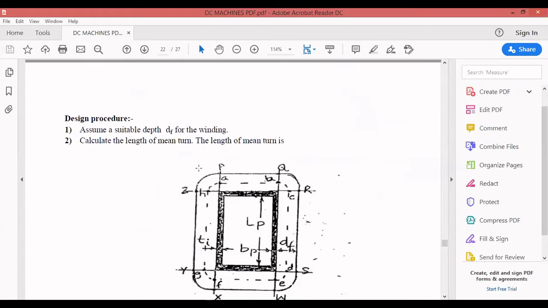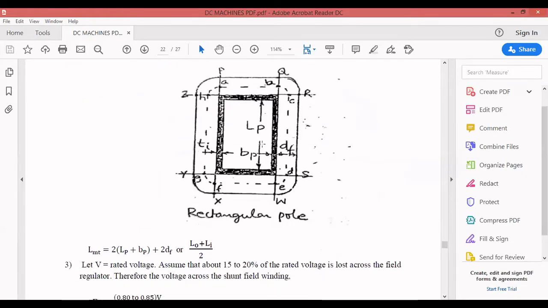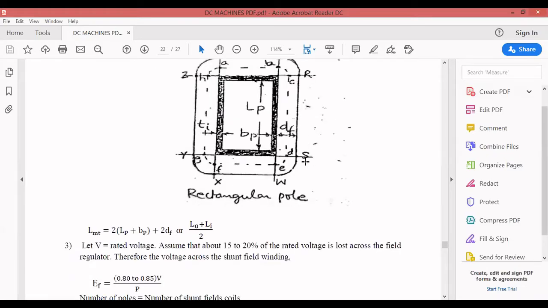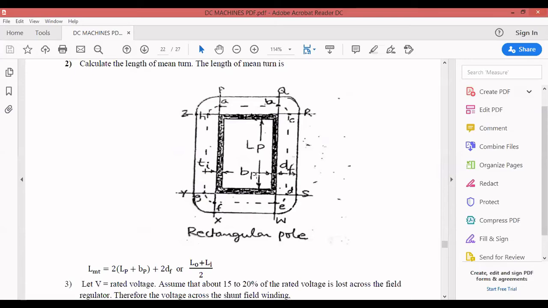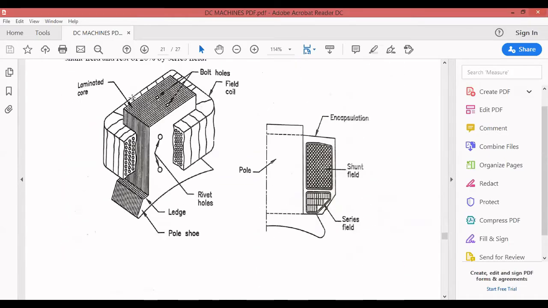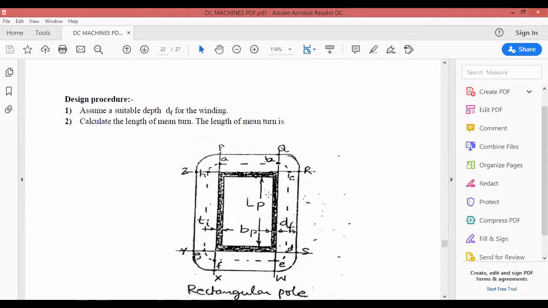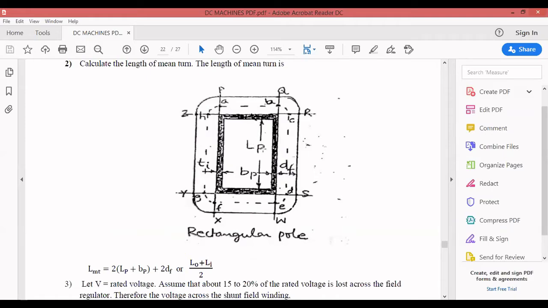Calculate the length of mean turn, Lmt. This is the winding done on a square pole or a rectangular pole. You can see here this is the length of the pole body, and this is the width of the pole body. This is the top view. I'm going back to the figure. This is the top view, so this will be the length of the pole body, and this is your width of the pole body.